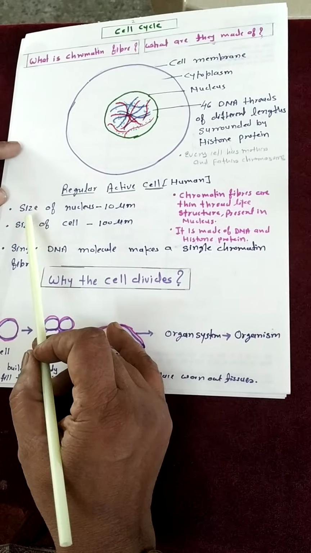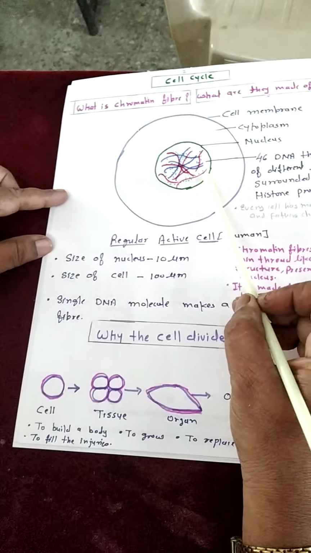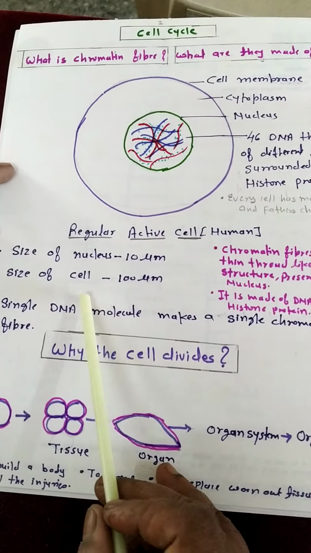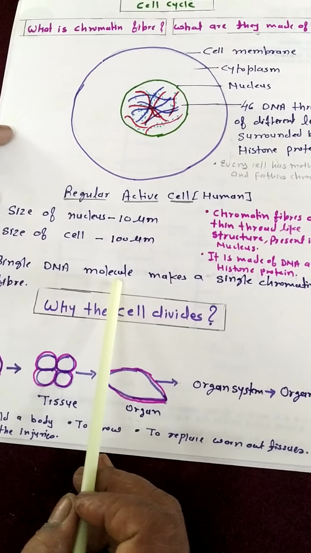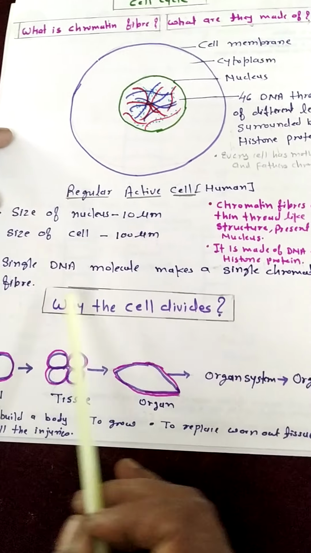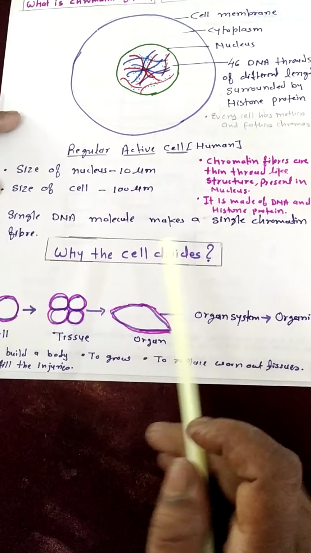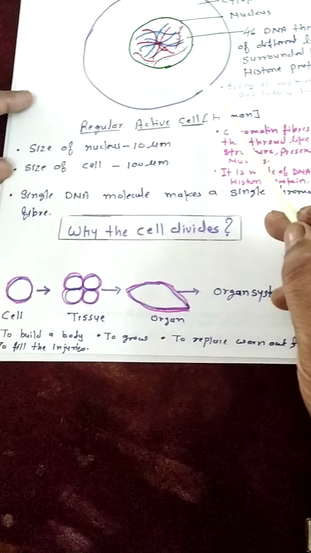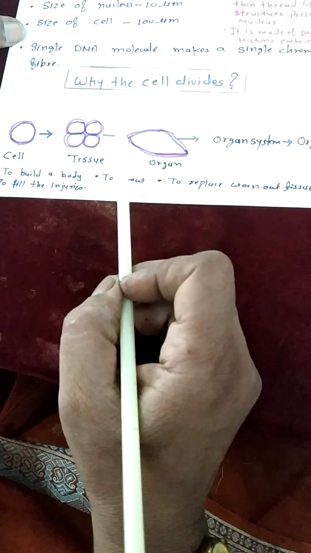Here I have mentioned the size of the nucleus. The nucleus is very tiny, its size is 10 micrometer, and the cell size is about 100 micrometer. A single DNA molecule makes a single chromatin fiber. So the next question is, why does the cell divide? And the answer is here in this diagram.